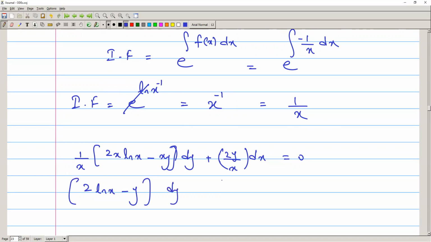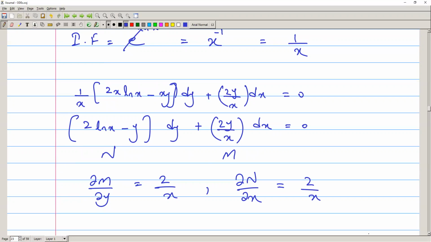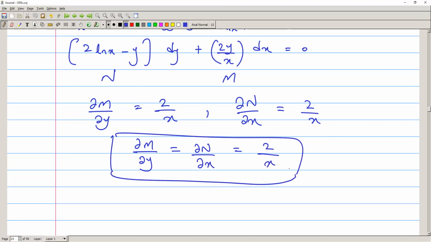And now we can check whether this is an exact equation or not. So let's check again. Now M in this case is this one and N is this one. So ∂M/∂y is equal to 2 over x, and ∂N/∂x will be equal to 2 over x, right? So now this equation is exact because both the partials are equal, and we can now simply solve the integrals for these functions.